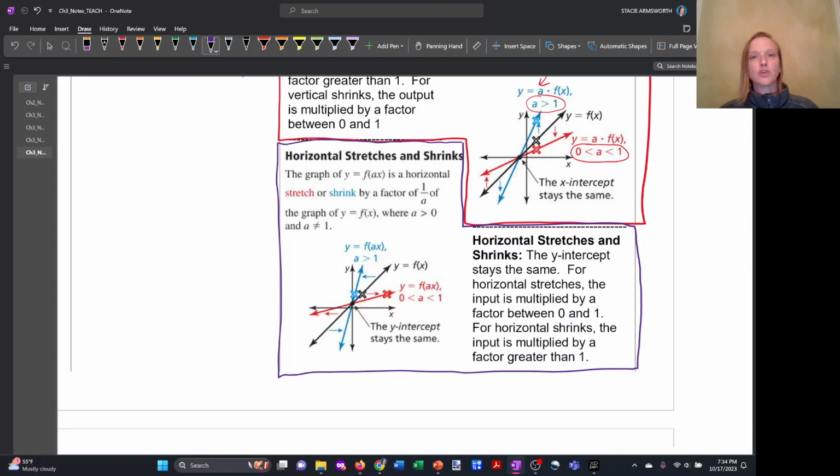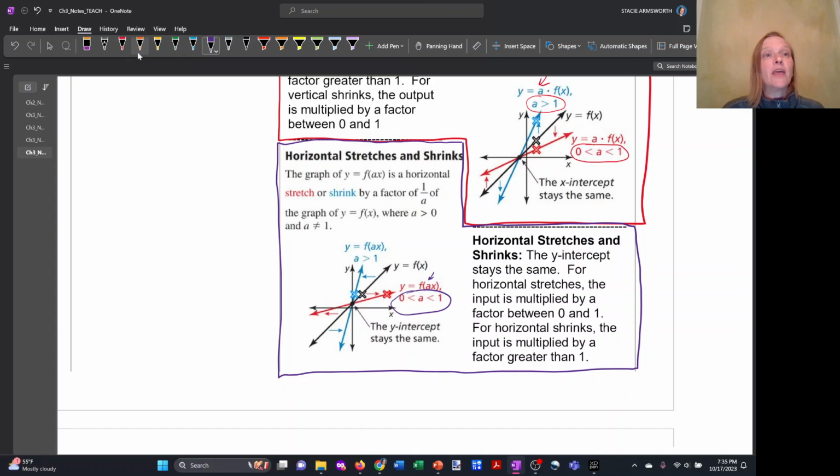So a horizontal stretch is a stretch in the horizontal direction, outward, side to side. But to achieve that, your multiplication factor is going to be greater than 0, but less than 1, which is perhaps the opposite of what you're expecting. This is because we're affecting the input values, not the output values.